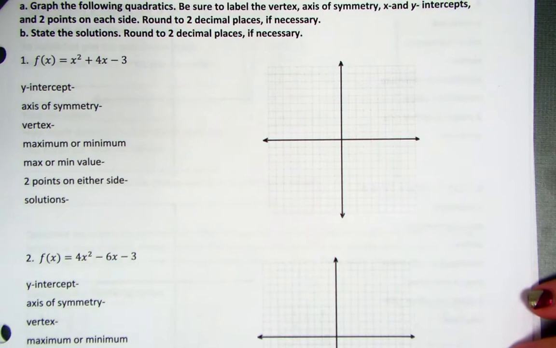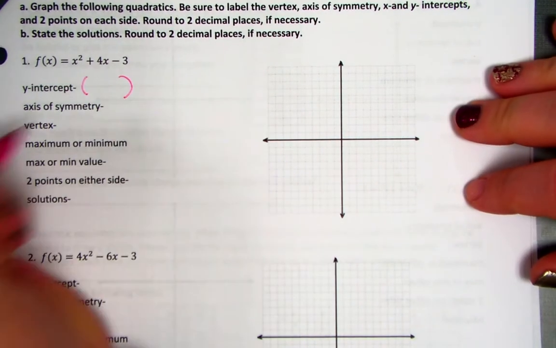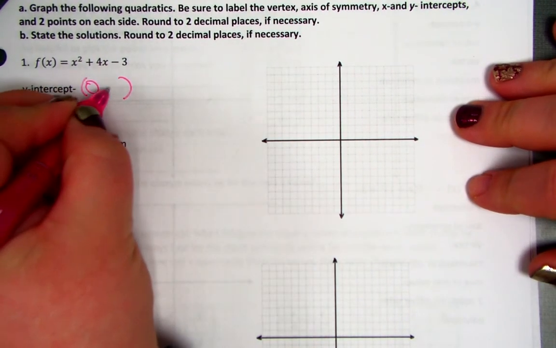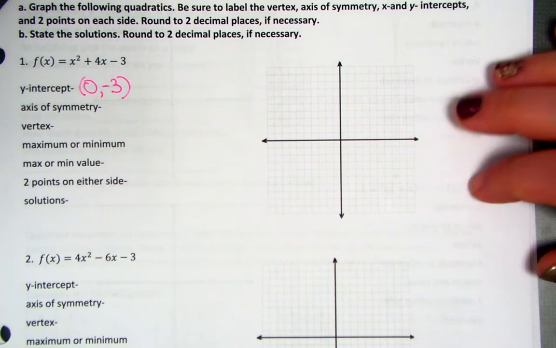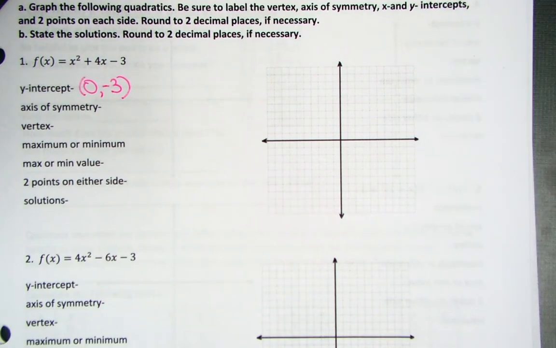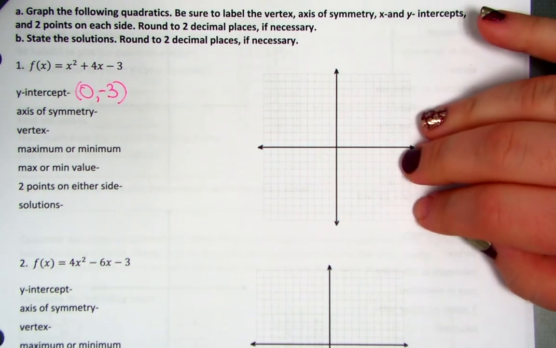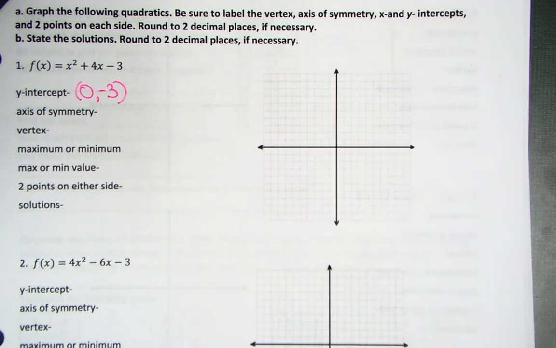And I'll see if I can color code this for you. So we'll use pink for our y-intercept. I know that my y-intercept will be at (0, -3). My recommendation would be list out all the information that you can first before you go and graph this, because you may find that you need to change your scale in order to get all of your key points listed.